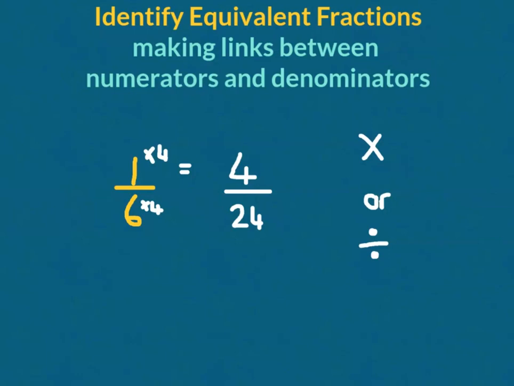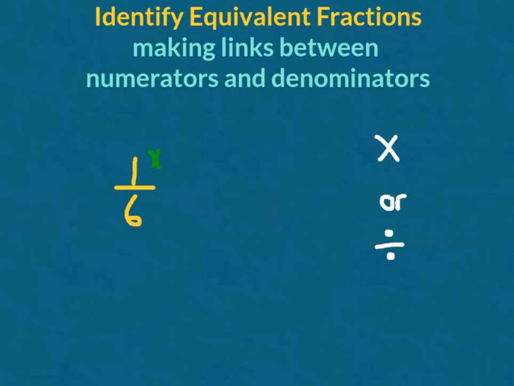Can we think of another? What if we multiply the numerator by 2? 1 times 2 is 2. Now we've got to multiply this denominator 6 by 2. 6 times 2 is 12. We find out that 1/6 is equal to 2/12. There is a link between the numerator and the denominator.